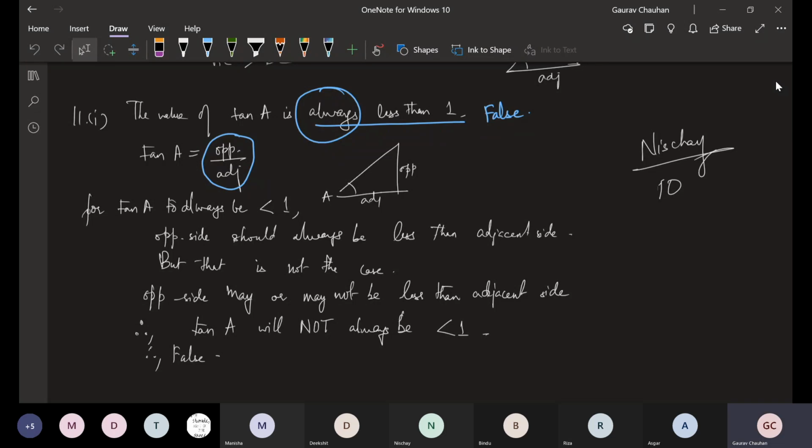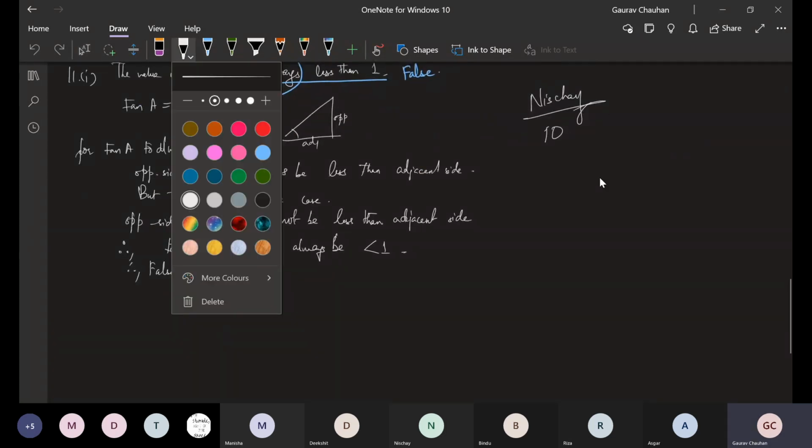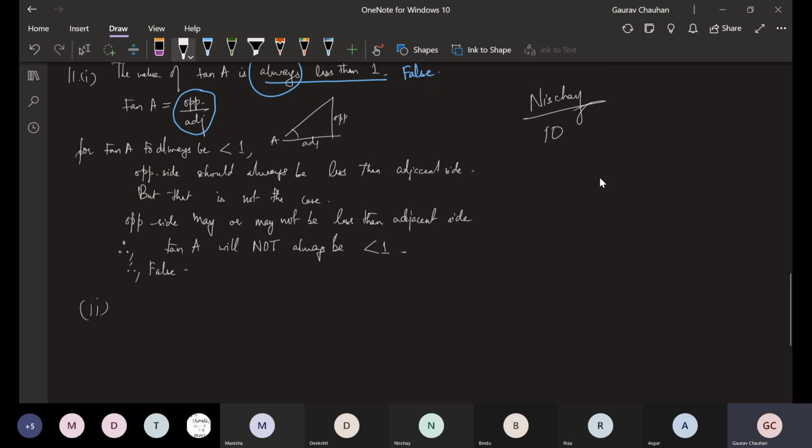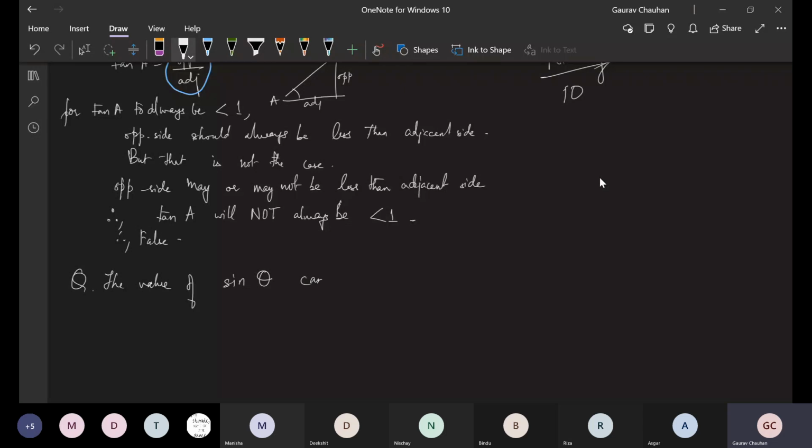Okay, let me give you one question. I want you to write this question separately. True and false only. The value of sine theta cannot be greater than 1. True or false? I want you to check.